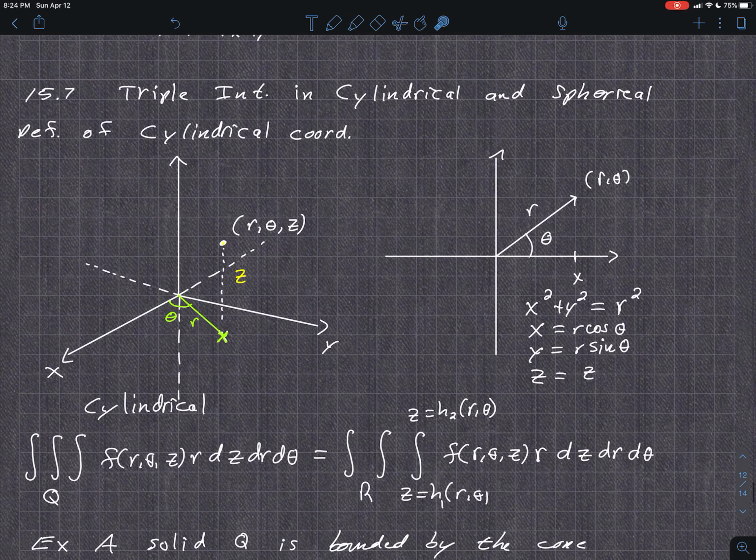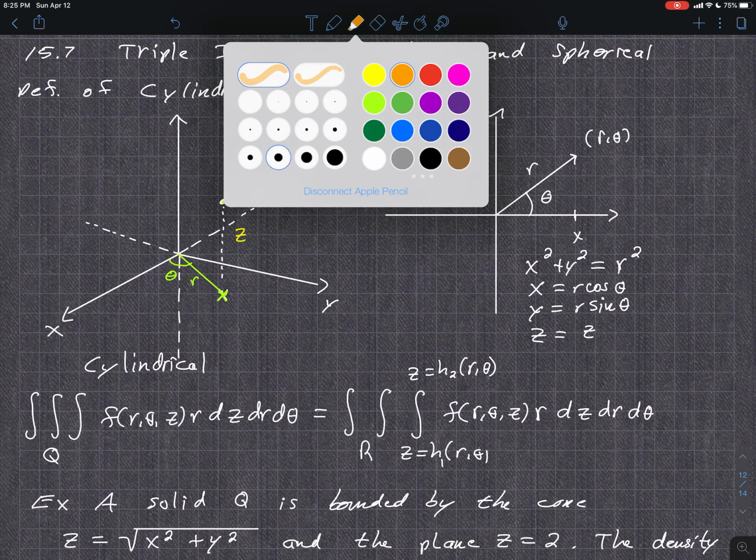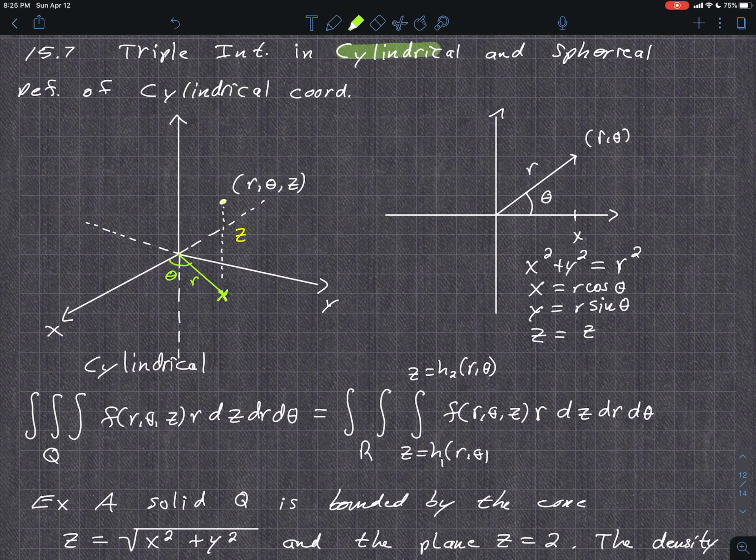The next section is 15.7, which is on triple integrals in cylindrical and spherical coordinates. So what we're going to define is what is called cylindrical coordinates and spherical coordinates. It's a whole different coordinate system that we'll talk about. Let's go ahead and do another video for that.